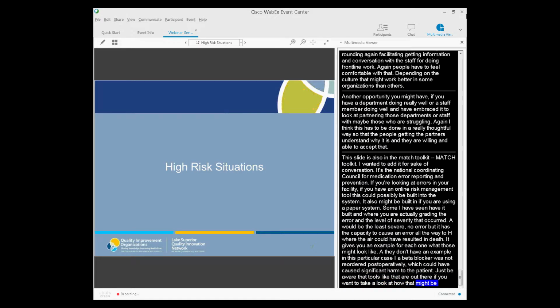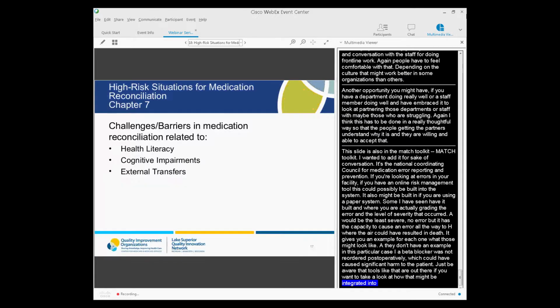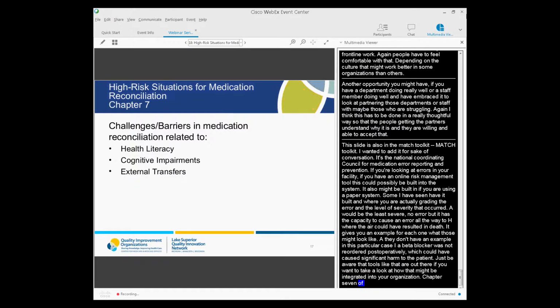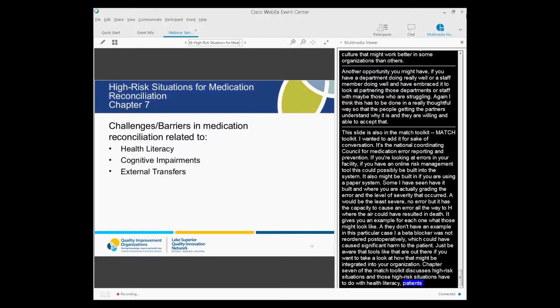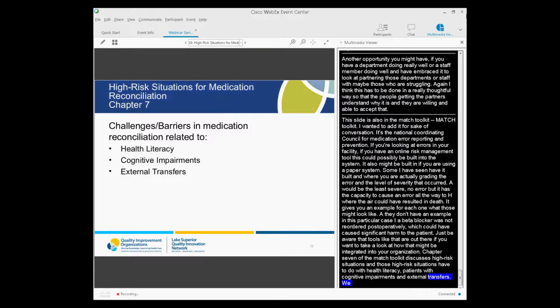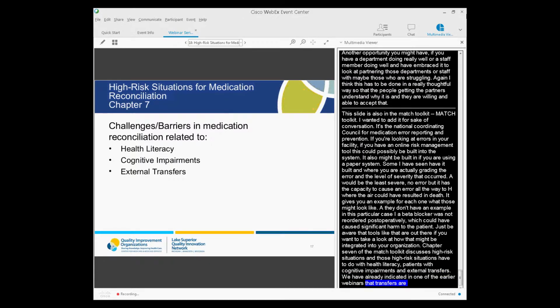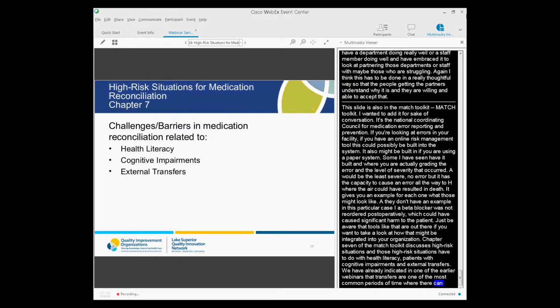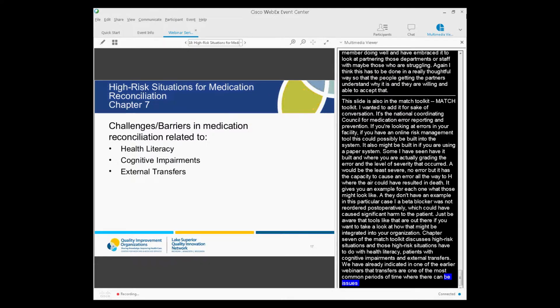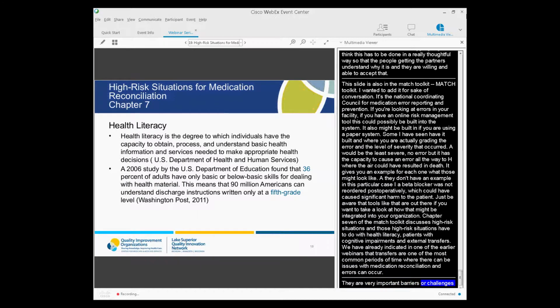Okay, so Chapter 7 of the MATCH Toolkit discusses high-risk situations. And those high-risk situations have to do with health literacy, patients with cognitive impairments, and then external transfers. And we've already indicated, I think, in one of the earlier webinars that transfers are one of the most common periods of time where there can be issues with medication reconciliation and errors can occur. So they're very important barriers or challenges in medication reconciliation. So let's talk about health literacy first.